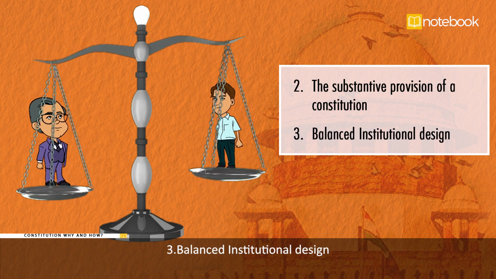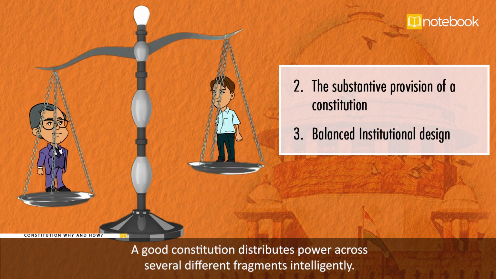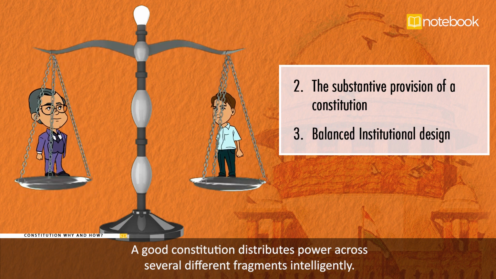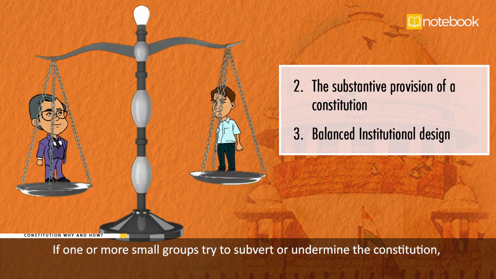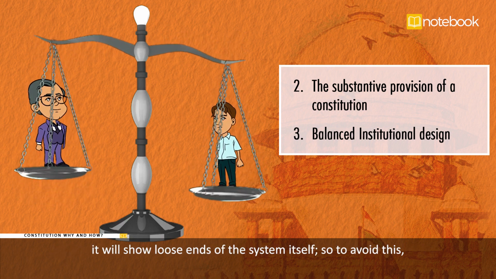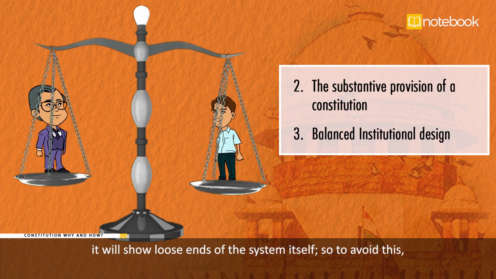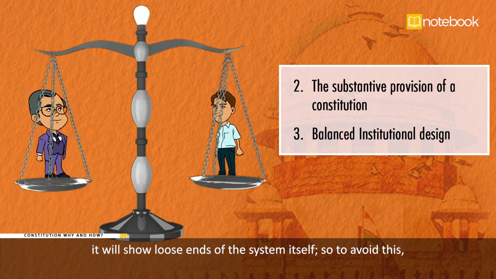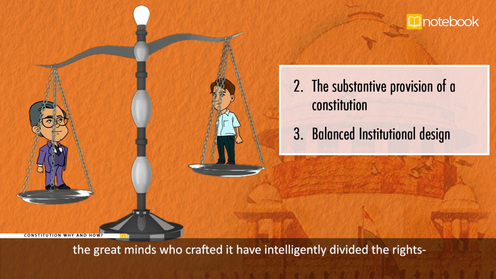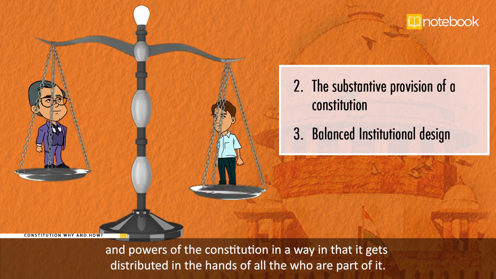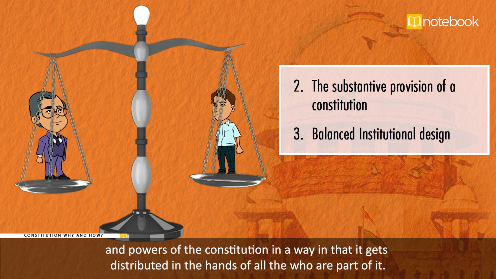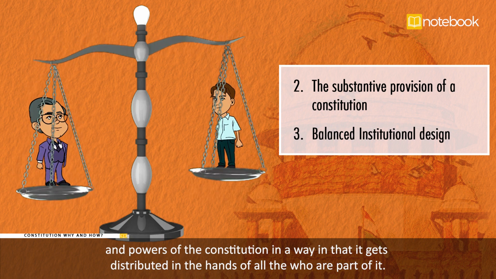Balanced institutional design. A good constitution distributes power across several different fragments intelligently. If one or more small groups try to subvert or undermine the constitution, it will show loose ends of the system itself. So, to avoid this, the great minds who crafted it have intelligently divided the rights and powers of the constitution in a way that it gets distributed in the hands of all who are part of it.